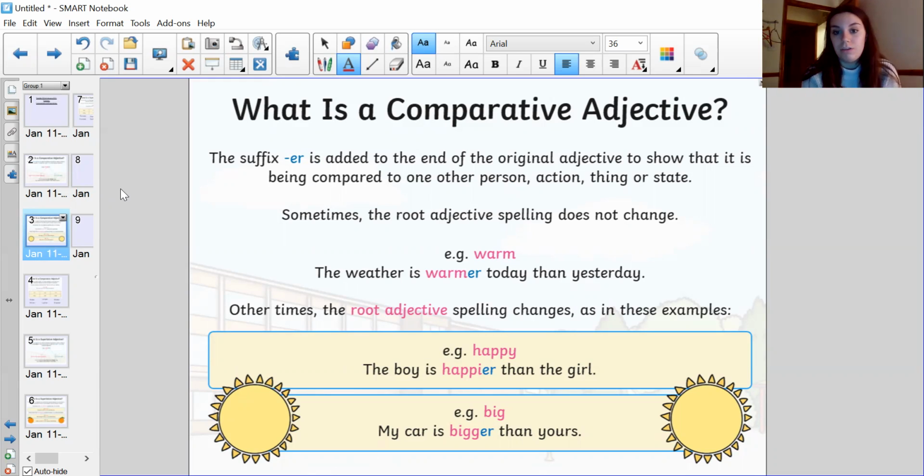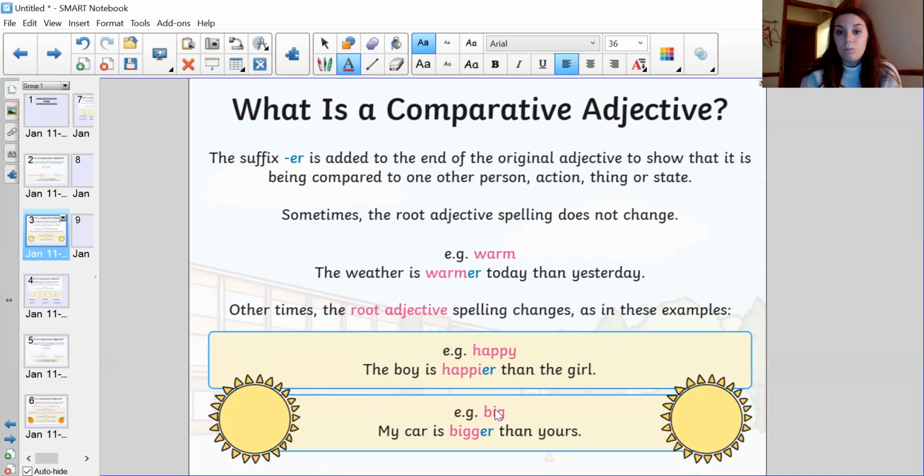Other times the root adjective spelling changes, as in these examples. So the boy is happy, happier. We change that Y into an I, and that's generally the rule when we put an -er on the end with a word that has a Y at the end. So happy turns into happier. We swap our Y for an I. The boy is happier than the girl. It tells you that the boy is feeling more happy than the girl is.